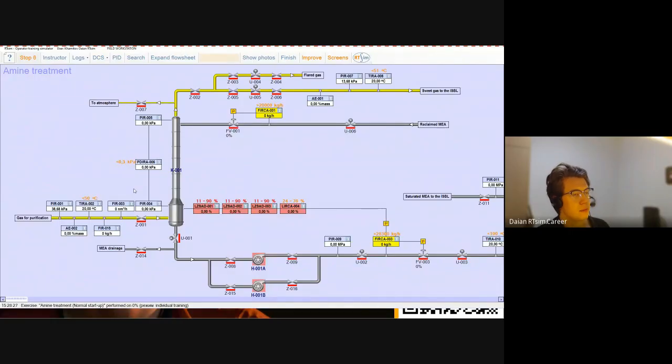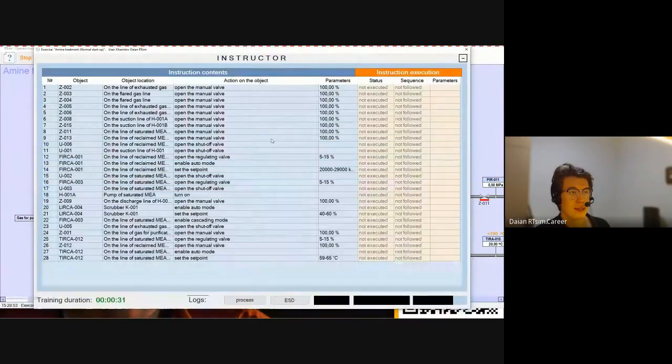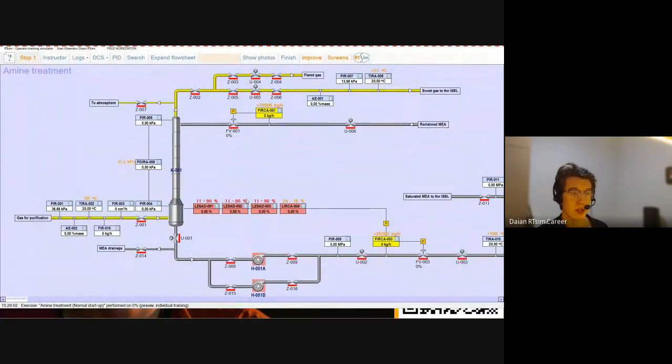and I will draw your attention to main mistakes that users often make. Let's use a virtual instructor, and now the steps that should be done one by one are already dropped in the bottom, and here is all the actions we need to do. So let's try to start up our column.